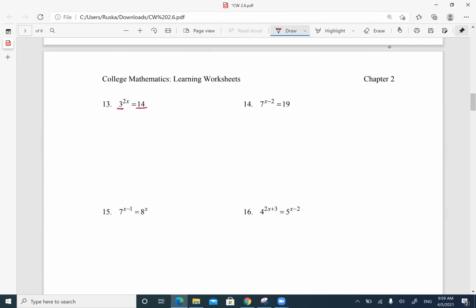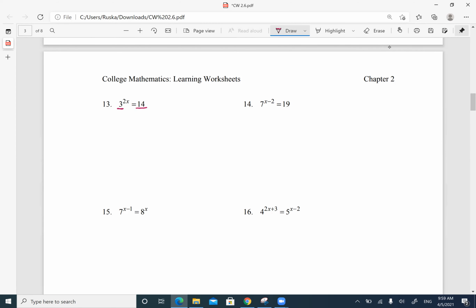So last time we solved equations like this when they have the same base. Now 14, we can't represent it with 3 with an exponent. Like if 14 was 9, then you can write 9 is 3 squared and you're going to make the same base. But these bases are not the same. So in order to solve this type of equation, you have to change it to logarithm. And this is how you change it. So I'm going to write it like a rule.